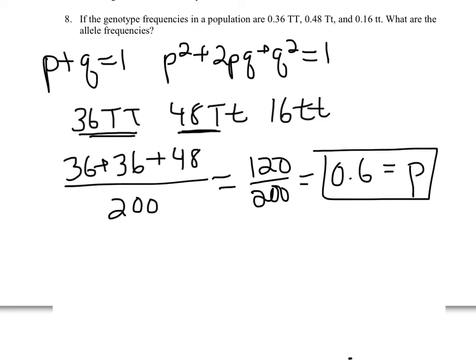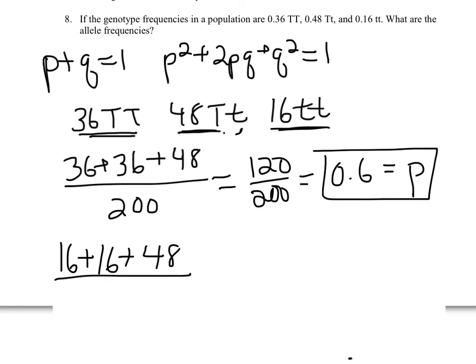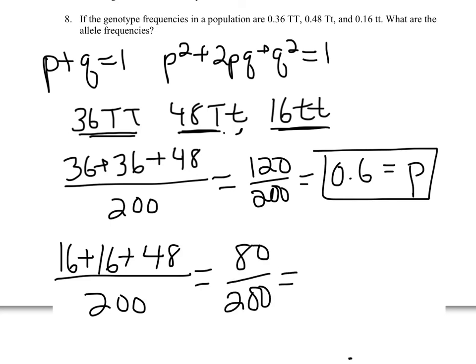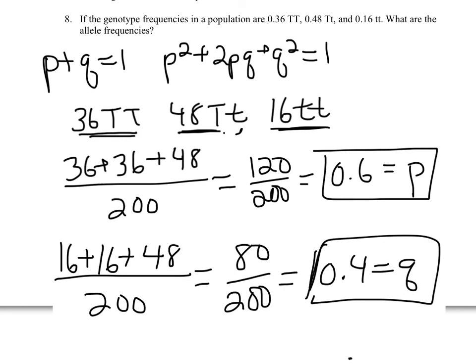Then we can either do the subtraction, or you could look at these numbers. 16 individuals donate 2 little t's, 48 donate 1 little t. Divide that by, again, 200 alleles total, because each individual donates 2 alleles. So that's 80 out of 200, and that's going to equal 0.4. So 0.4 equals Q, which is just what we found before. So there's just 2 ways to work that.